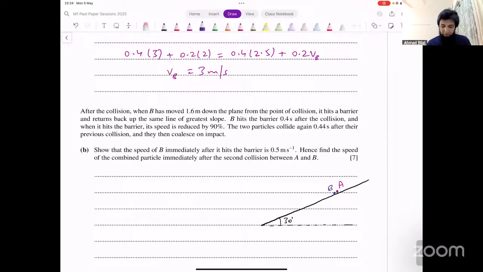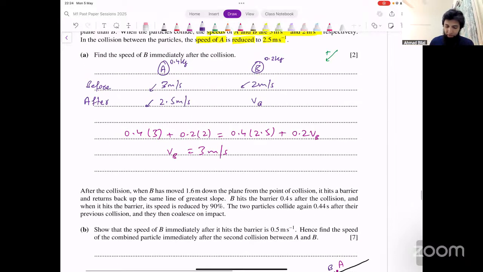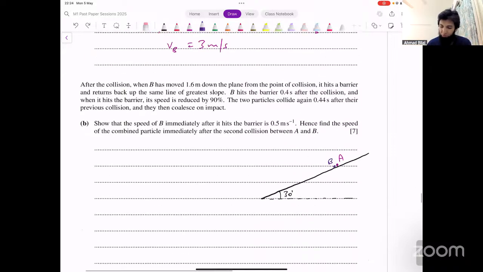Okay, when B has moved 1.6 meters down the plane from the point of collision. Now, after the collision, B was moving at 3 meters per second and A was moving at 2.5 meters per second. Now, B moves 1.6 meters down the plane from the point of collision. It hits a barrier at that point. So there's a barrier here. And the distance until the barrier is 1.6 meters.